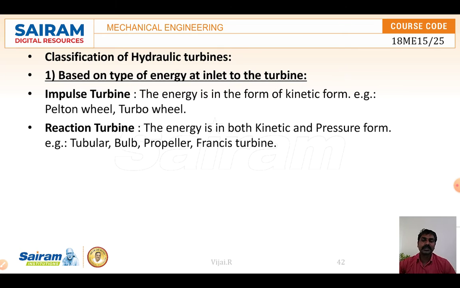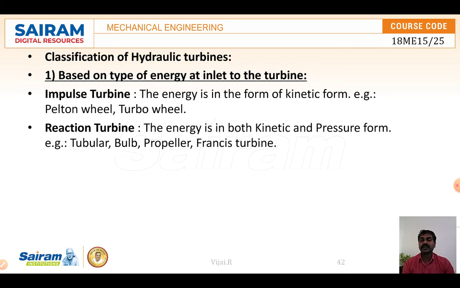Now the classifications, let me see what types of turbines there are. Normally we call them hydraulic turbines. Based on the energy at the inlet, there are the impulse turbine and the reaction turbine. In the impulse turbine, the stream of water comes through the pipeline, we bring the water from the dam, and it is injected directly onto the turbine blades.